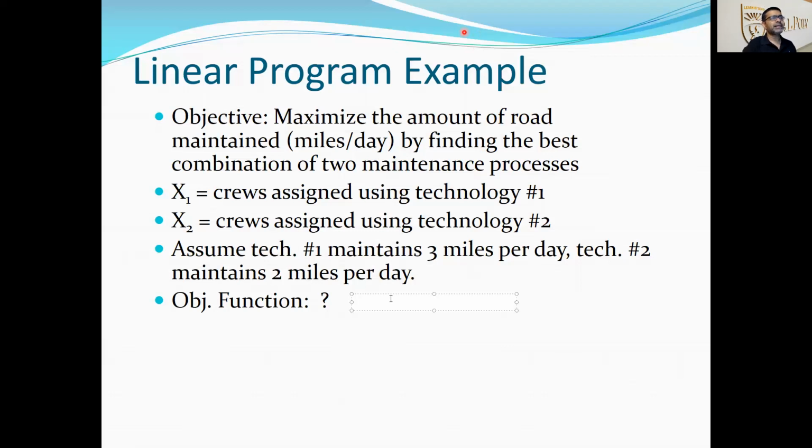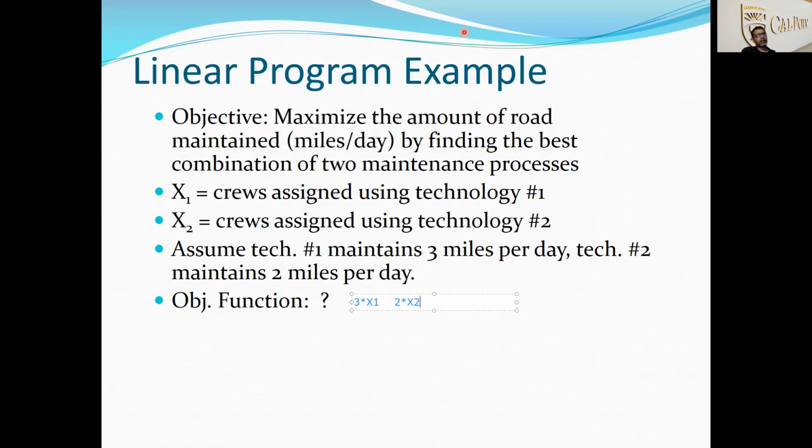So if you assign x1 crew to technology 1, you'll be able to maintain 3 x1 as your roadway amount, 3 times x1. So I'm going to put a multiplication sign. And if you were to take technology 2 and assign x2 crew to that, you'll be able to maintain 2 times x2 amount of road, 2 times x2 miles of road. Can you now guess what is going to be your objective function?